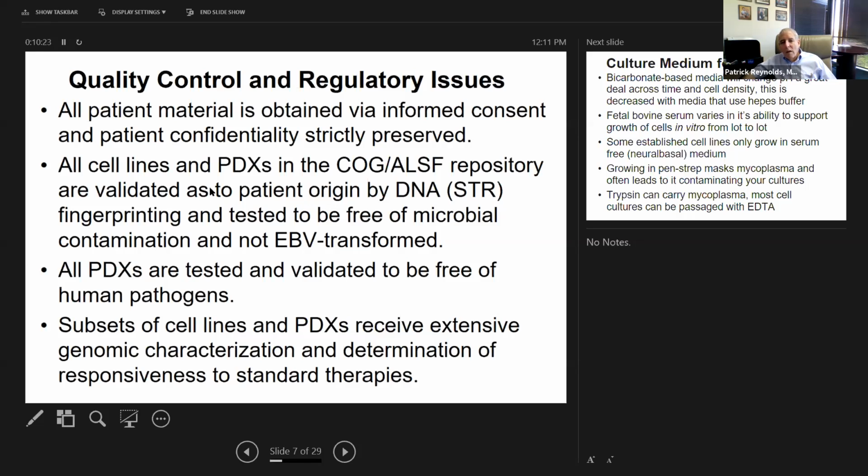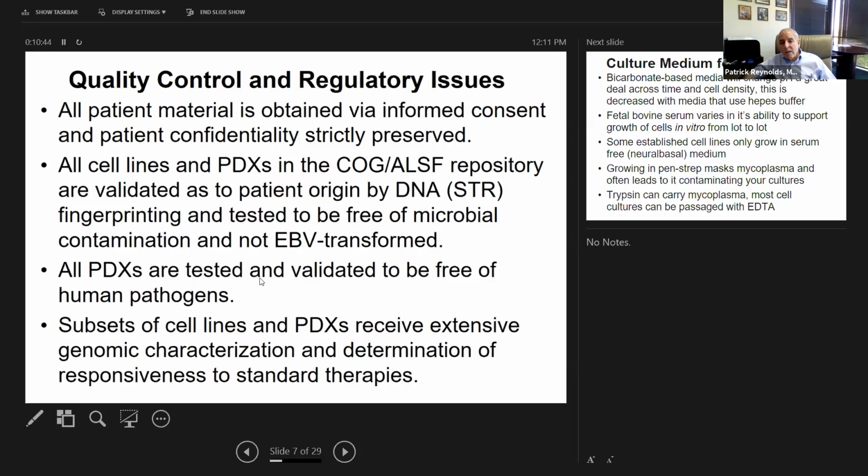We also test them to make sure they're free of microbial contamination, they don't have any mycoplasma, and that they're not EBV transformed. And this is important because, especially with the older patients, we'll get some of these that grow out that are really EBV transformed lymphoblastoid cells, not the tumor itself. And this does occur in PDXs, not just in cell lines, but it's mostly a cell line problem.